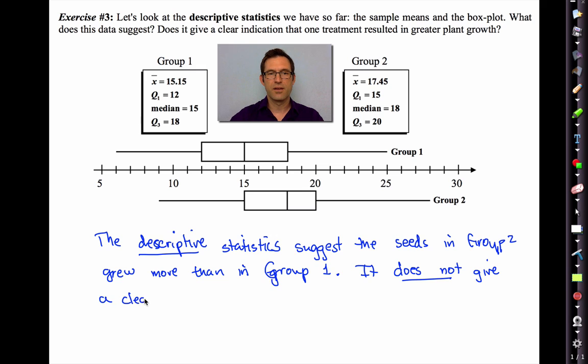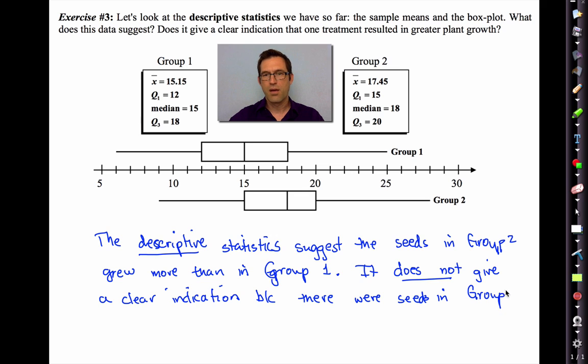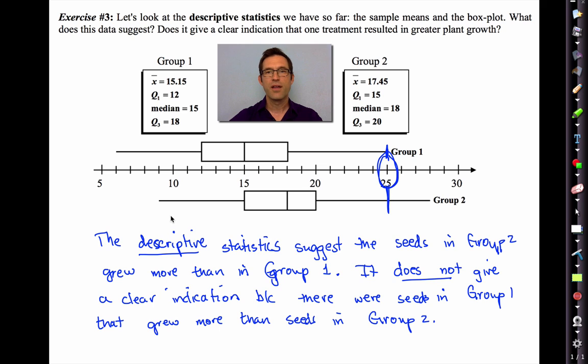give a clear indication because there were seeds in group 1 that grew more than seeds in group 2. Right? I mean, look, think about it. There are tons of them in here. There are many seeds in group 1 that grew more than many seeds in group 2. In fact, the peak seed in group 1, the one that grew 25 centimeters, is bigger than more than 75% of the seeds in group 2.